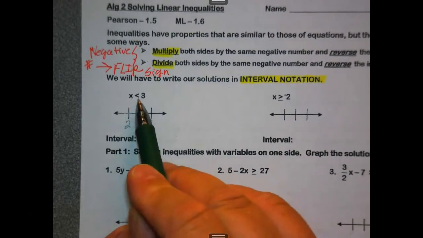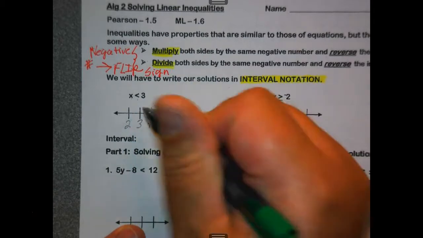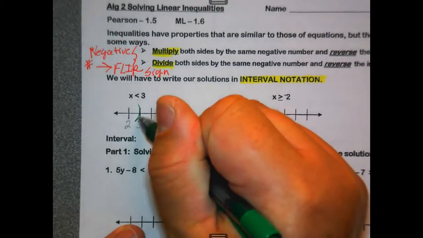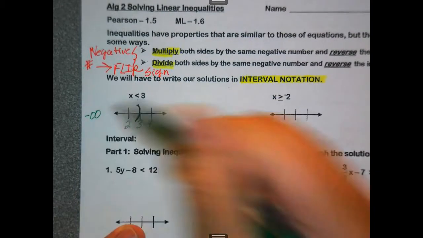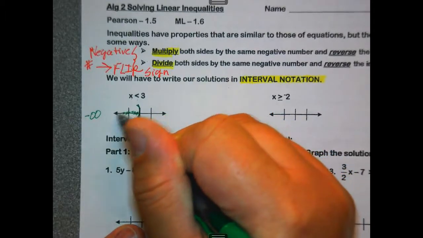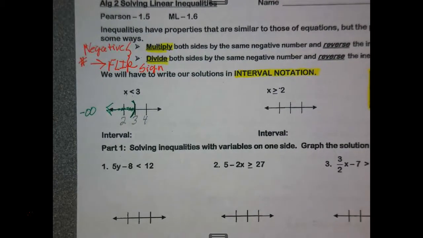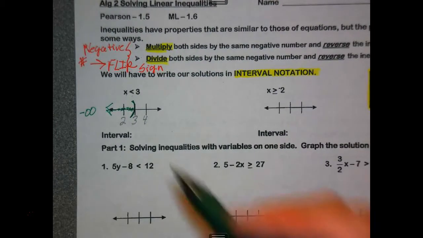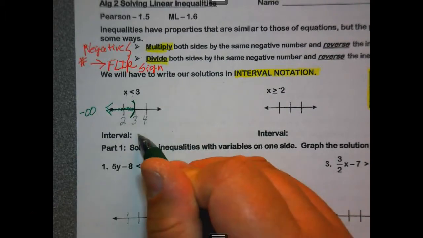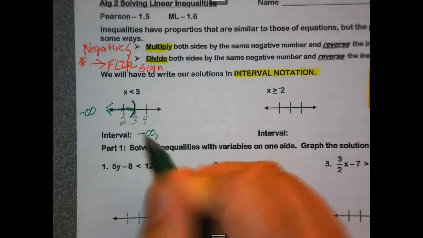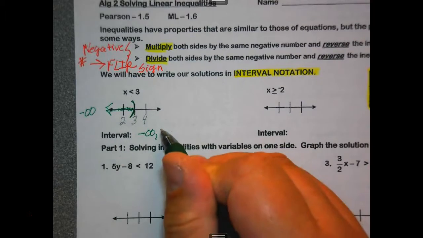So this would have a parenthesis because there's no equal sign at the 3. Now I want all those numbers less than 3, so I'm going to face that parenthesis toward negative infinity and shade this side of the graph. That's the way we're going to do it in Algebra 2. And the interval starts with the smallest number on the left-hand side, which is negative infinity. The graph shows that it stops at the larger number, 3.